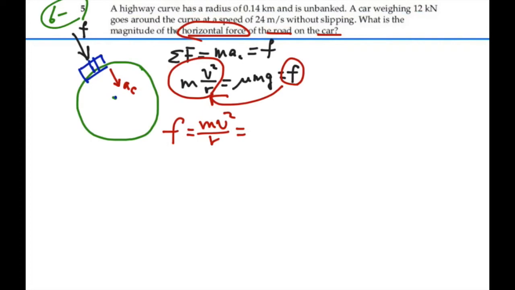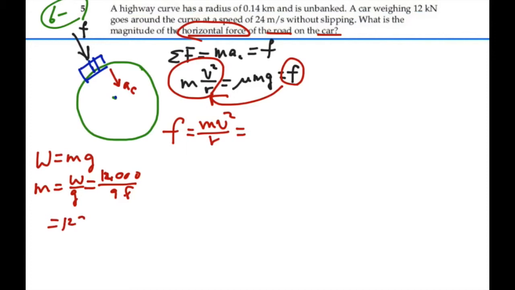The car was weighing 12 kilonewtons, so that's a little bit of a problem. We have to figure out what the mass is. So the weight of the car is mg. The mass will be the weight divided by g, which would be 12,000 newtons divided by 9.8, and that will give us the mass. 12,000 divided by 9.8 is 1,224.5 kilograms.